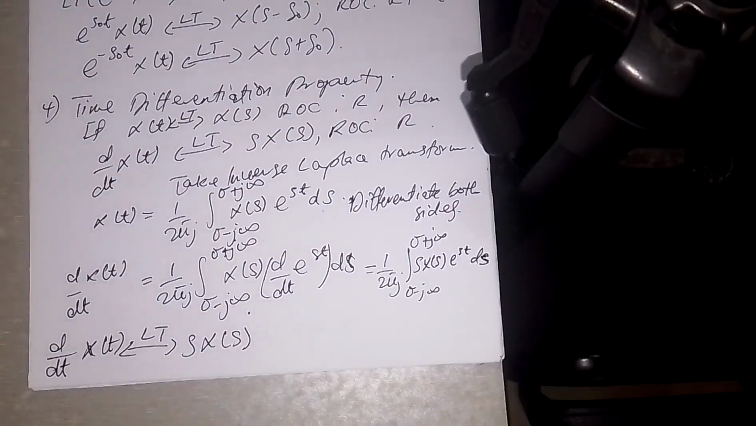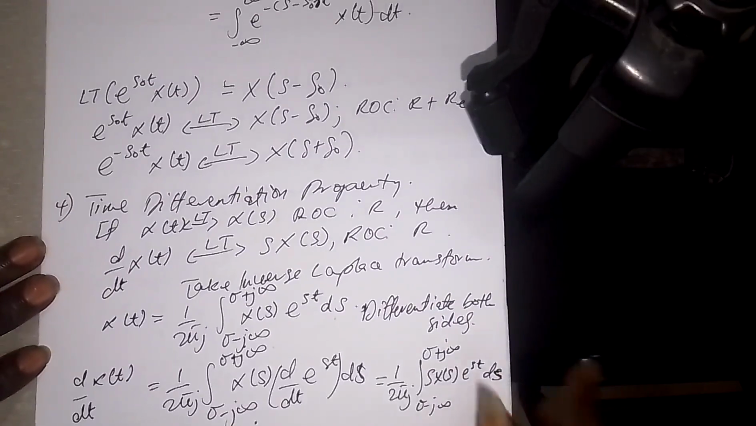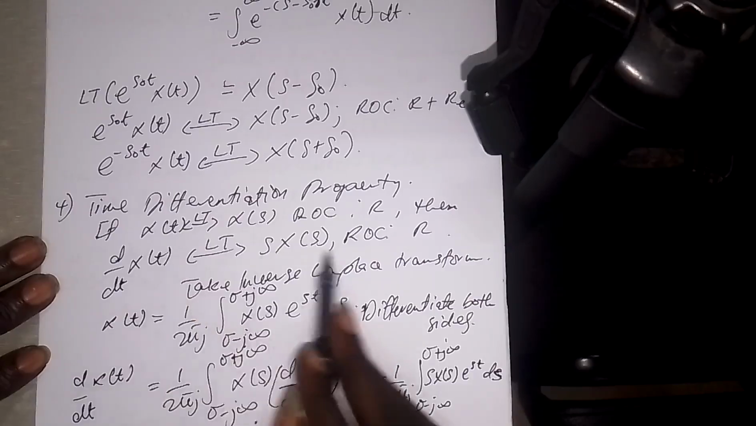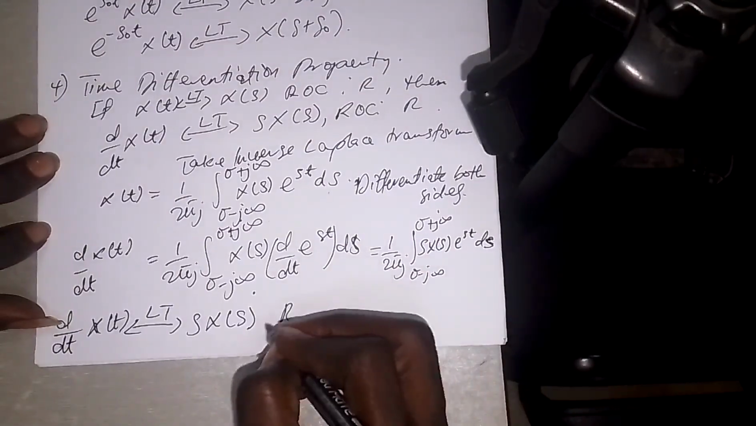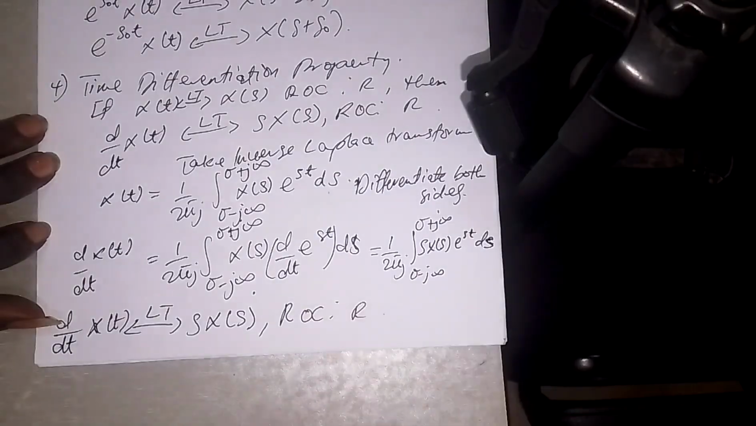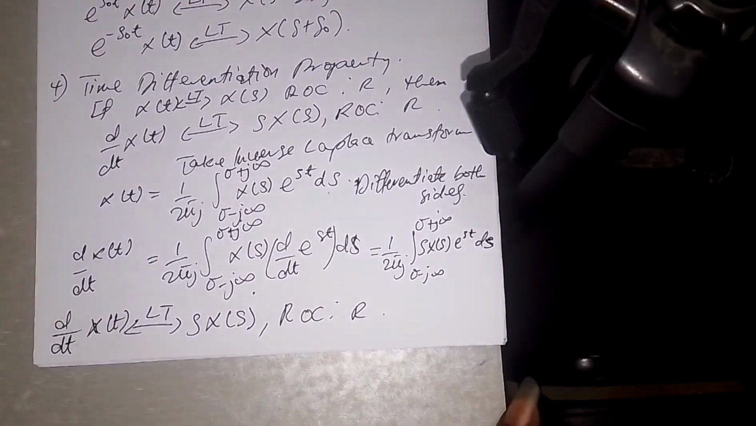So it's proven, because you can see that this is what we set out to achieve, and we have been able to achieve it. And our ROC is R; there's no change in the ROC. So it's proven.